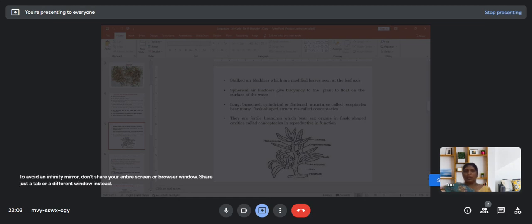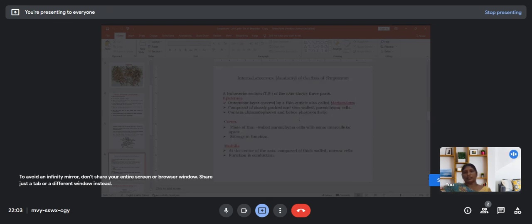Along with that, the sargassum bears an important structure called the receptacle. They are the fertile part of the plant, long, branched, cylindrical, flattened structures which bear flask-shaped structures called conceptacles. The male sex organ antheridia and the female sex organ archegonia are seen on these conceptacles, male conceptacles and female conceptacles. In another video, we'll see about the reproductive structure of sargassum, and now we will concentrate on the internal structure, or anatomy, of the axis of the sargassum first.